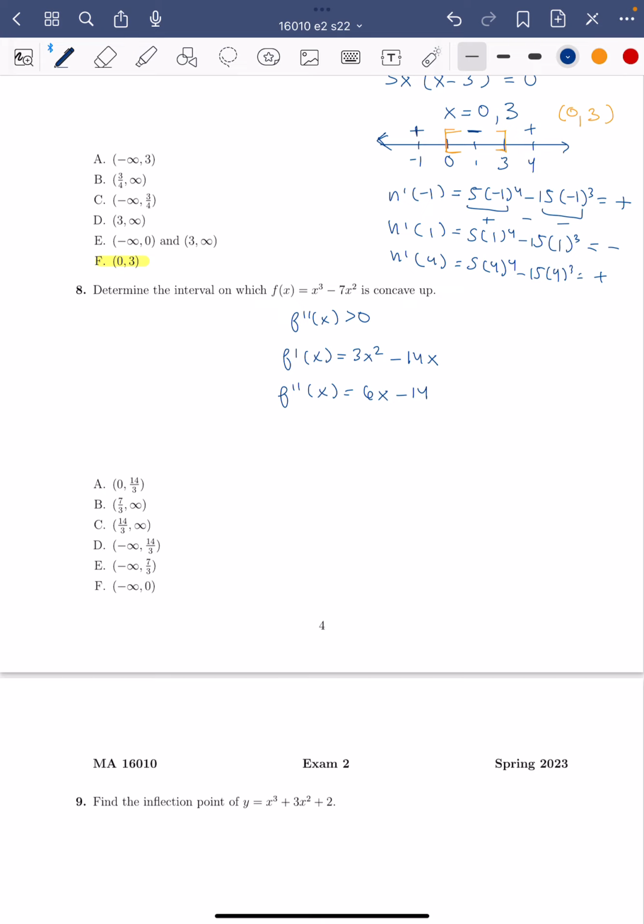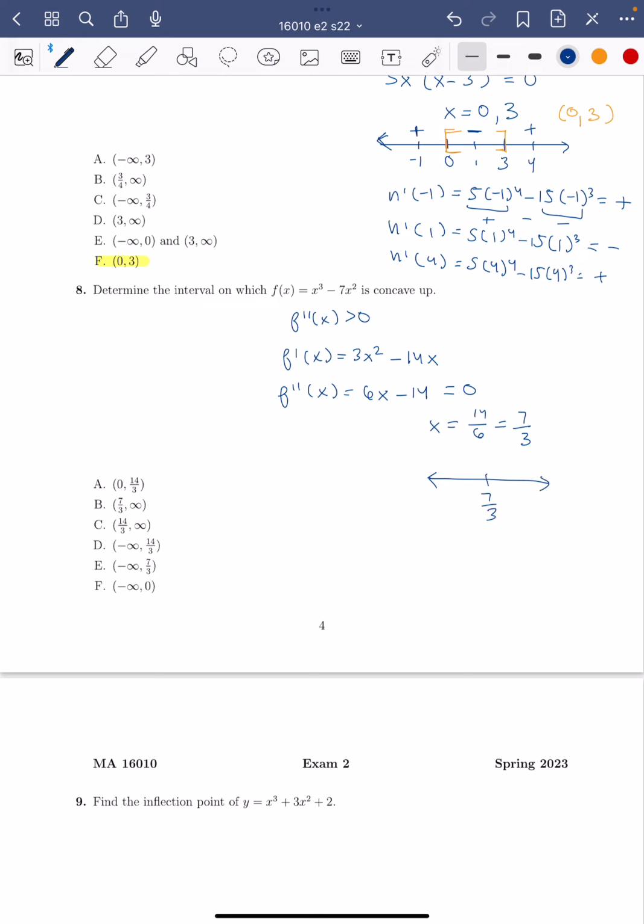Now, we want to find wherever this is concave up. So if we set the second derivative equal to 0, we will find the inflection point. The inflection point is where the function changes from concave down to concave up, or vice versa. So let's go ahead and set this equal to 0. If we solve for x, we would find that x equals 14 over 6, or 7/3. So let's draw our number line again. Put our 1 inflection point in the middle.